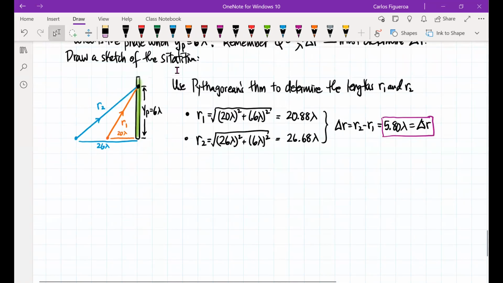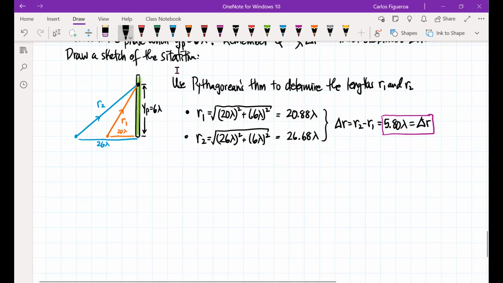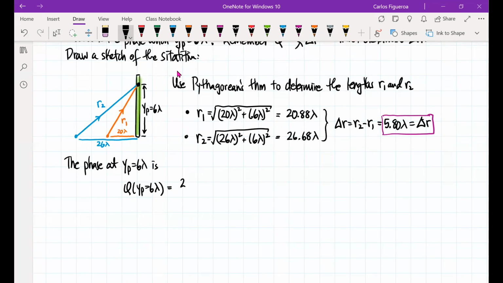The phase between these two waves at this location, the phase at yp equals 6 lambda, is going to be 2 pi over lambda times delta r, where delta r is 5.80 lambda. And here, it's super important that you don't combine the 2 pi with the 5.8. So you leave this out so that you have 2 pi times 5.80.